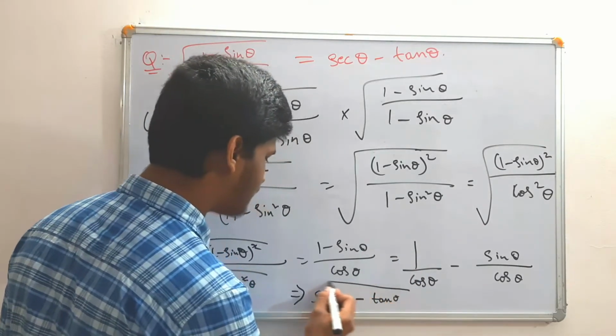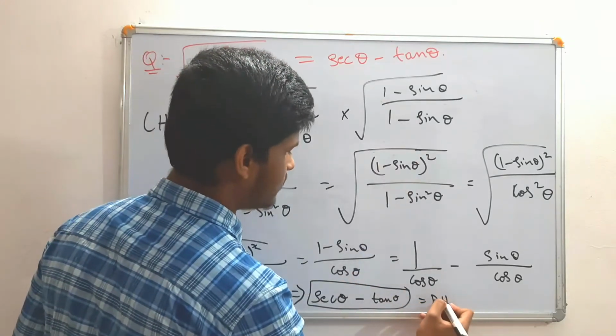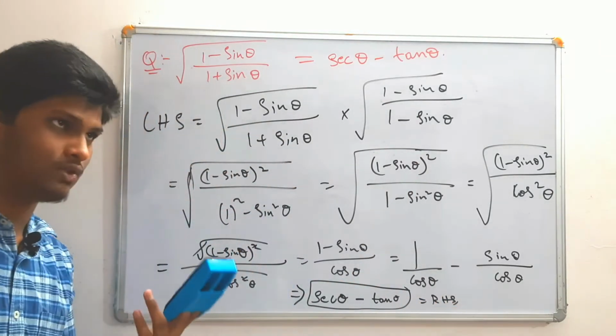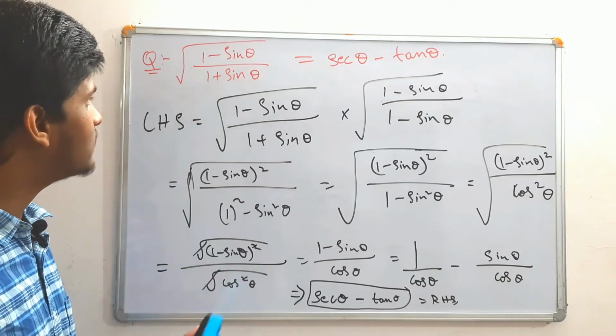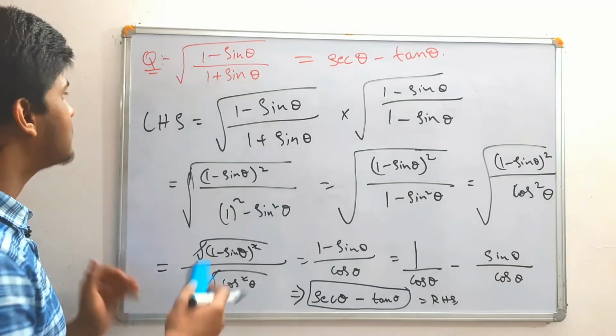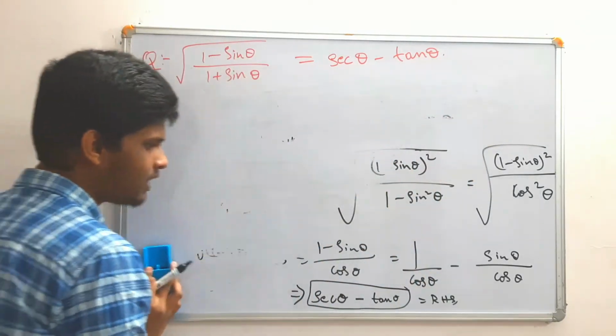Tan theta. What is this? It is RHS. Therefore, LHS is equal to RHS and hence proved. That's it. So like this we'll get questions. And in a similar way, there is one more question very similar to this one.